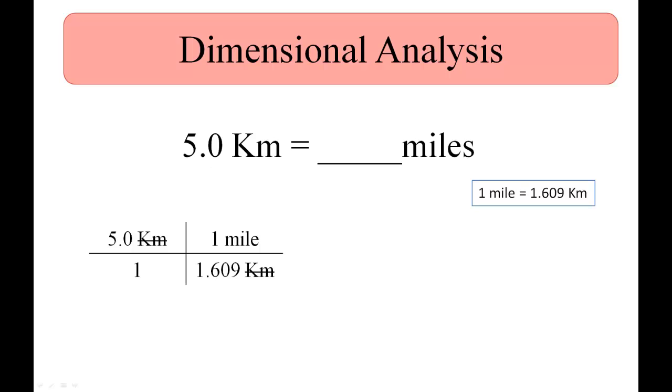The way we do this is we multiply the things on top and we divide the things on bottom. So I'm going to start with the 5.0 kilometers, and I'm going to divide that by 1. Then I'm going to multiply it by 1, and then divide by 1.609. That's going to give us an answer of 3.1 miles. Notice the units are the same as what we wanted in our answer, and they're the only units left after we've crossed all the other units out.